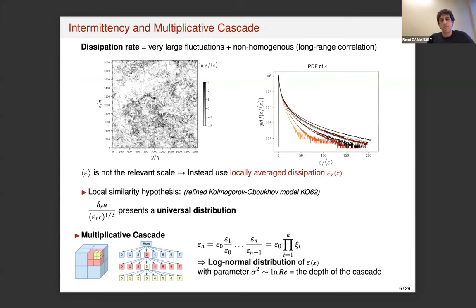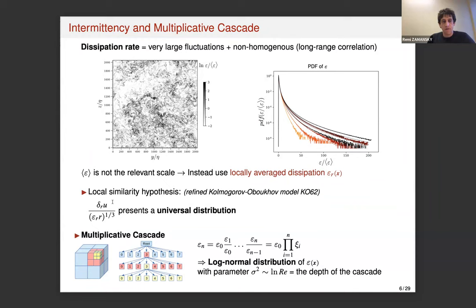And what has been proposed in a refined version of the Kolmogorov model by Kolmogorov and Obukhov is to use instead a locally averaged dissipation rate over a ball of size r. And he said that using that locally averaged dissipation rate, we can scale the velocity increment, and in the model, he proposed that the distribution of the scaled velocity increment should present a universal distribution.